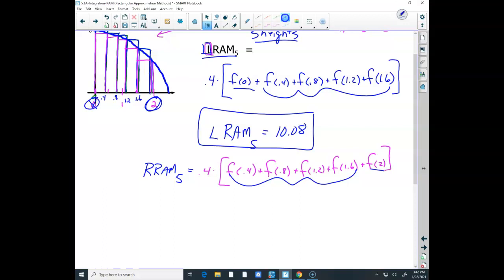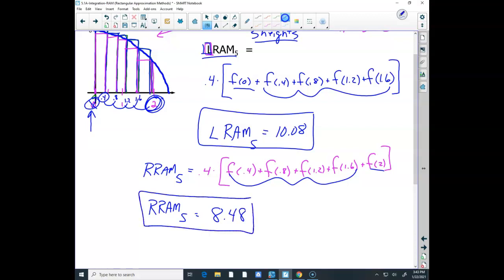If I'm starting with the left, I start with my left endpoint and I just add my width each time. If I'm doing a right RAM, I start with the right endpoint of the first interval and then add my width to each one to plug into my function. I would go straight to my calculator because my function is already defined in there, and we are going to find that the right RAM of 5 is going to equal 8.48. Did I get the right one? I think I did. And that would be my right RAM.